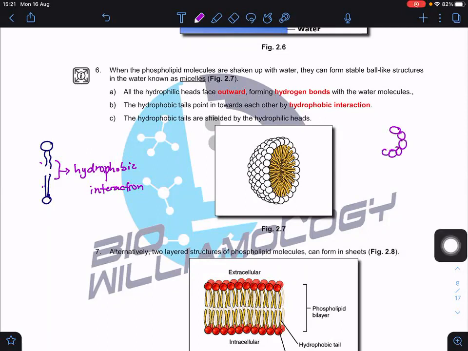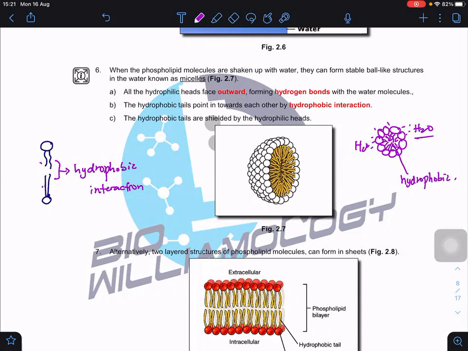Okay, let me draw it out, in 2D. Can you see that? So the water molecules are outside, so the heads can interact with water molecules, because they are hydrophilic. Then all the tails will face each other by hydrophobic interaction. So outside are the hydrophilic heads, and inside the core here will be hydrophobic.